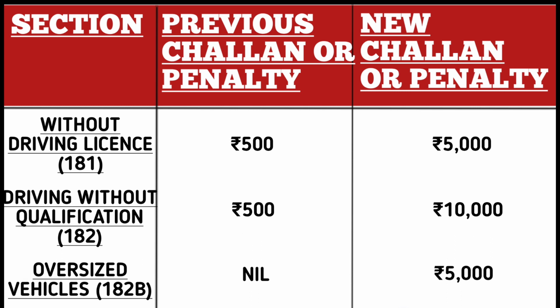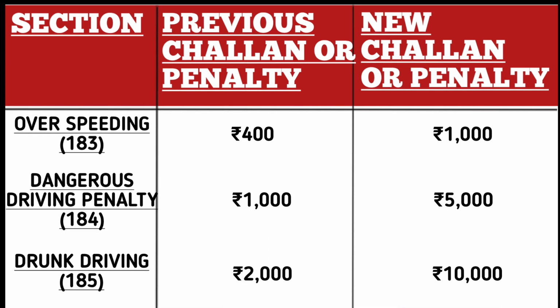The next is the oversized vehicles, which is under section 182B. Previously no penalty was imposed on it, but after the amendment the government imposed a ₹5,000 penalty on it. Next is the overspeeding, which is under section 183. Previously ₹400 was imposed as a penalty on it, but after the amendment it was increased to ₹1000.